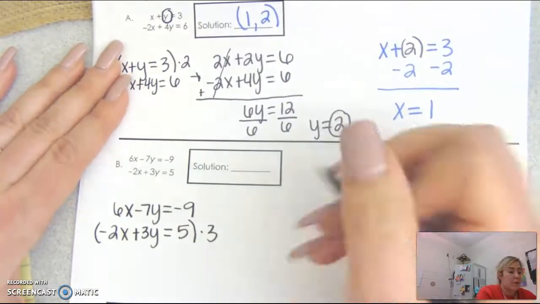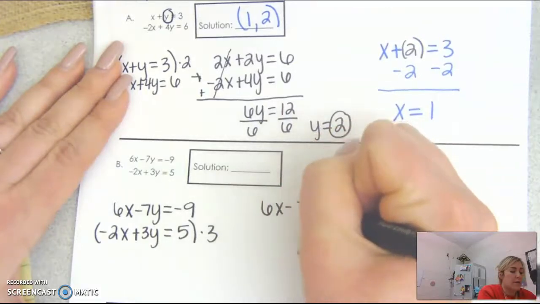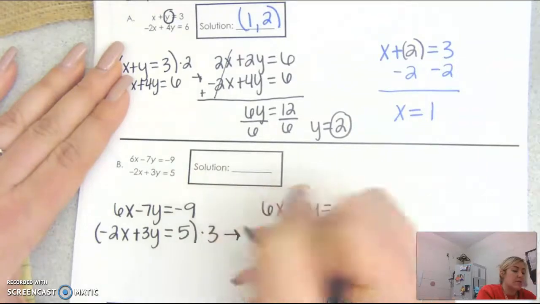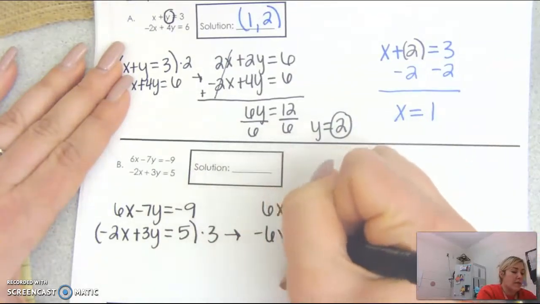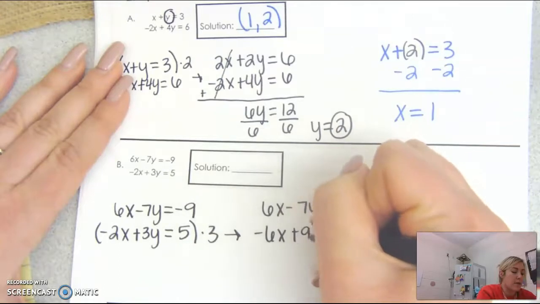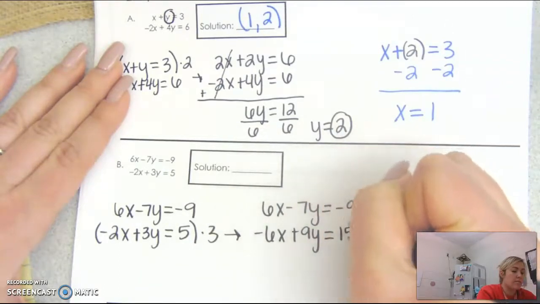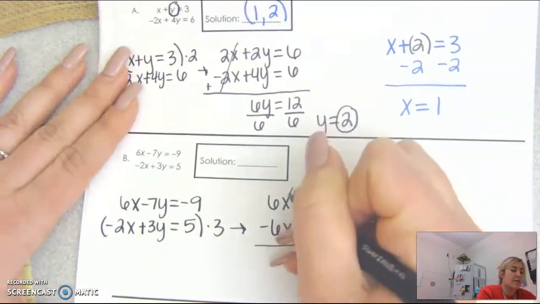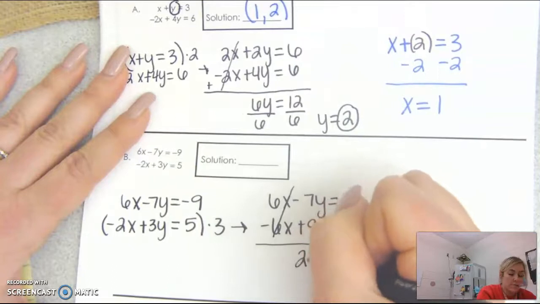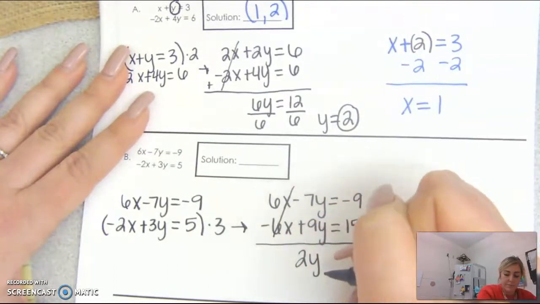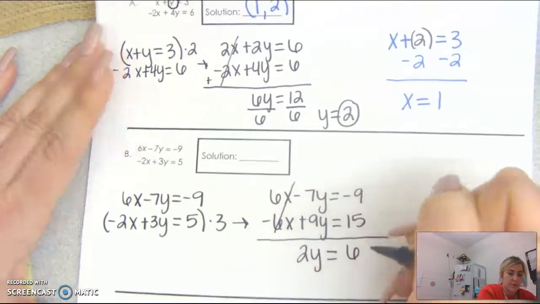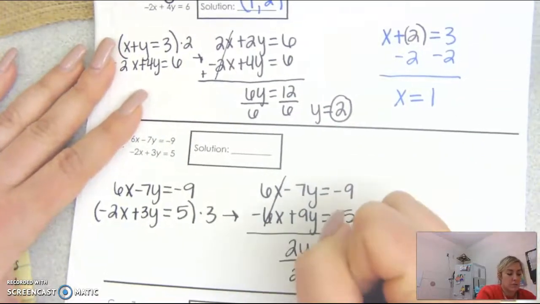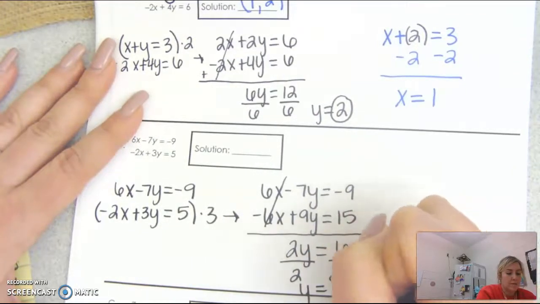Now I'm going to rewrite both equations. So rewrite the top exactly how it is and multiply the whole bottom equation. So I'll have negative 6x plus 9y equals 15. Now I add down just like I have been. So my x's are going to cancel. I'll have 2y equals 6. Divide both sides by 2, and y equals 3.